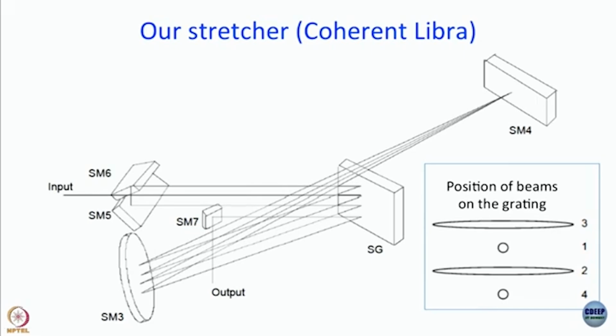From SM4 it comes back to SM3 and hits the grating once again. And in a correct alignment, if your alignment is perfect, then this beam number 2 should hit the grating lower than beam number 1. That is point number 1. Point number 2 is, so far it has done one hit on the grating, right.